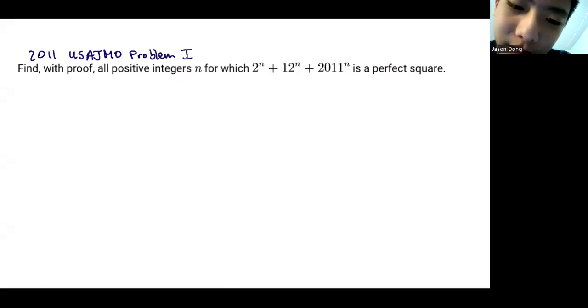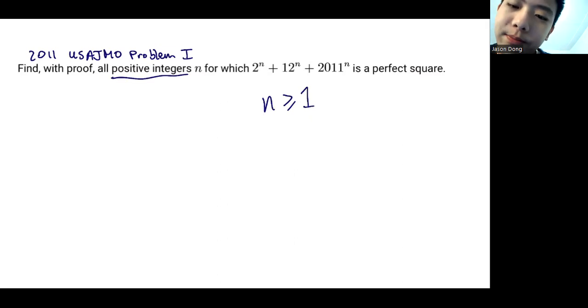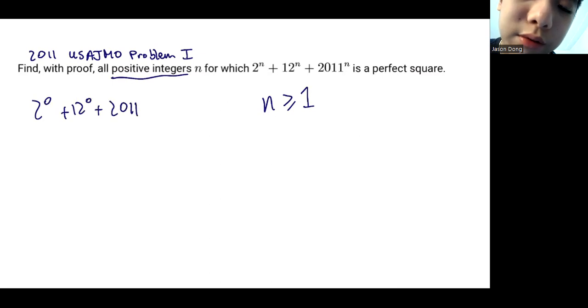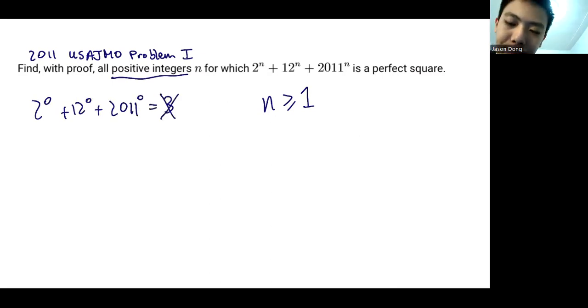Okay, so we need to find all positive integers n. So n must be bigger than or equal to 1. We cannot count n equals 0. But even if n was 0, we would have 2^0 + 12^0 + 2011^0, which would be equal to 3. And that's not a perfect square.